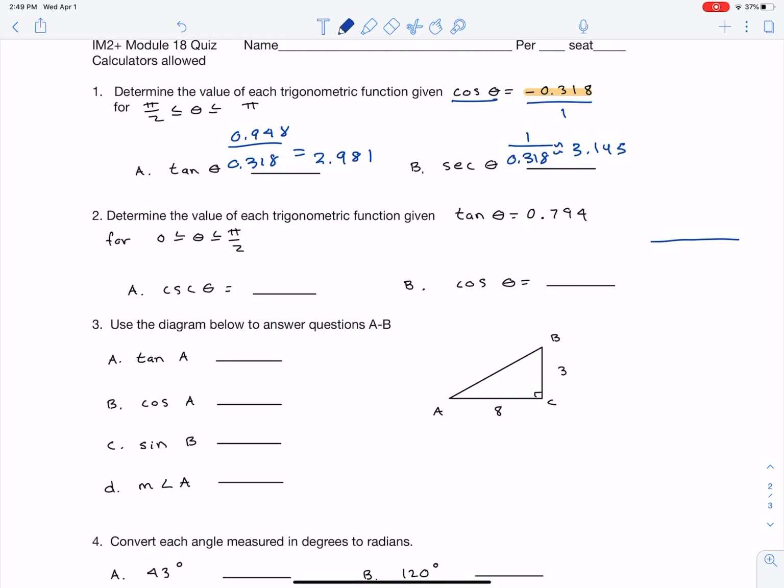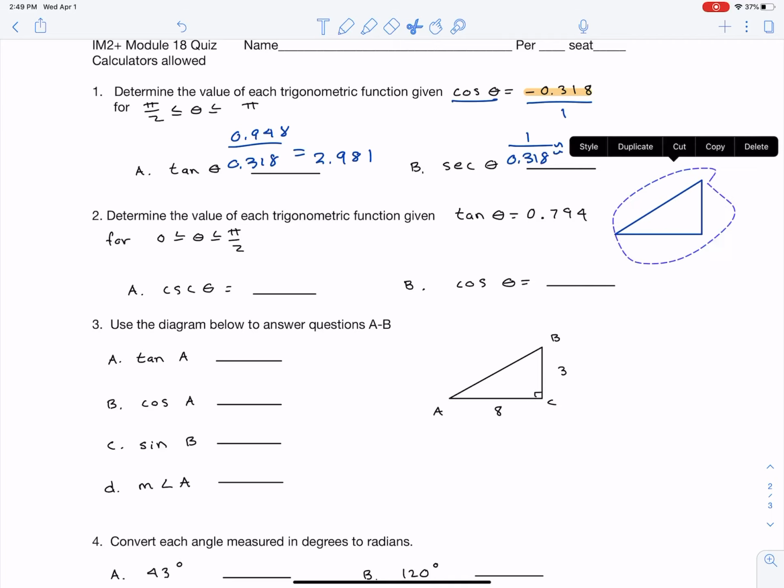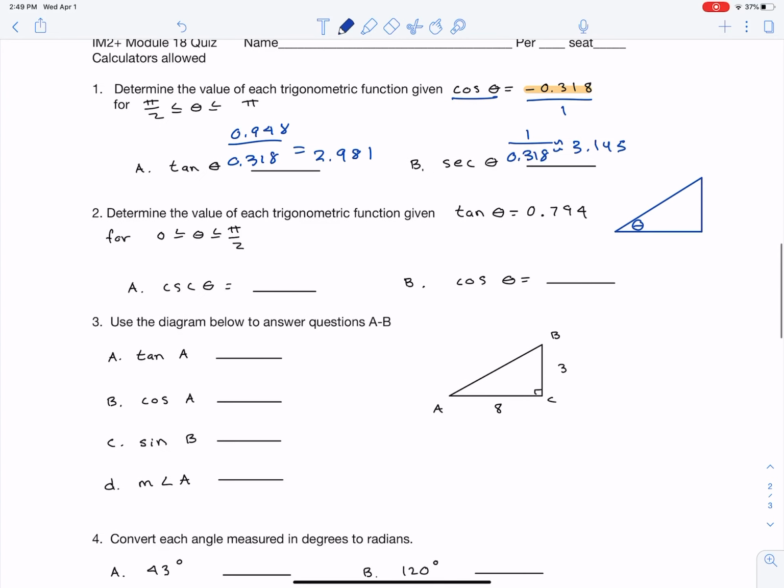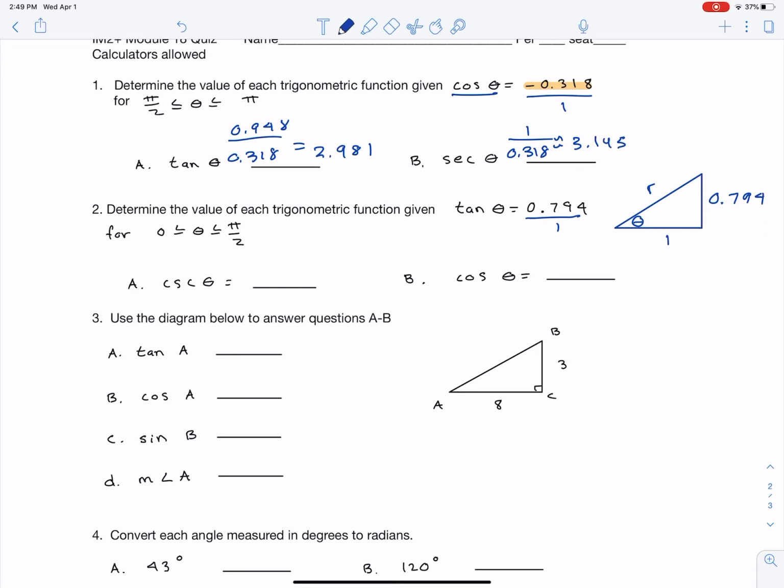Again, I'm going to make a right triangle. Tangent, I might need more room, so let's move that over. Tangent is opposite over adjacent, so if this is theta and I turn this into a fraction, this is going to be 0.794 divided by 1. We're going to have to figure out what the hypotenuse is, so again I'm going to use Pythagorean's theorem. 1 squared plus 0.794 squared equals r squared, and I'm going to solve for r.